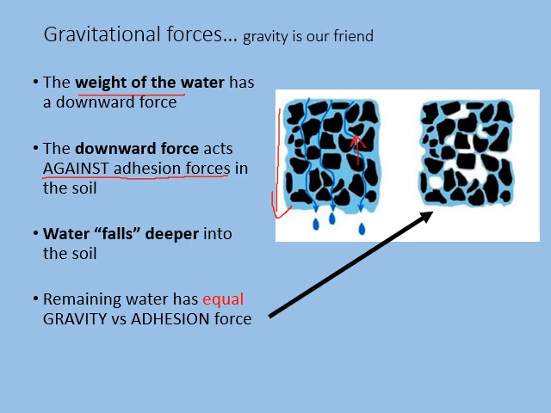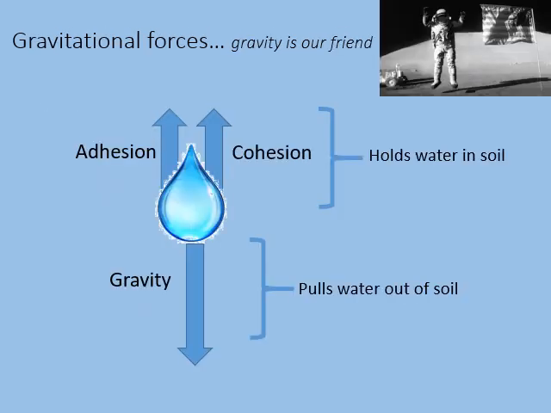Once all the free water has drained out the bottom, we call that gravitational water. So gravity has pulled the water out. So in soil, we want to think of it as a tug of war, right? We've got adhesion forces and we've got cohesion forces holding the water in the soil. And then we have gravitational forces that are pulling the water deeper into the soil or out the bottom of your pot.